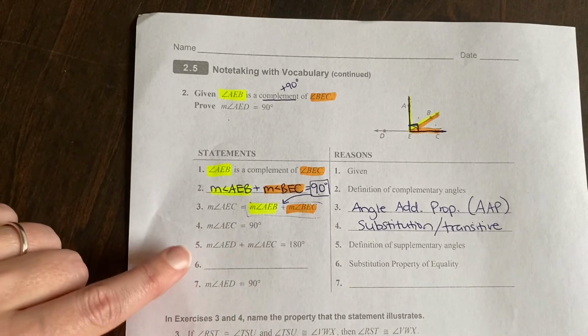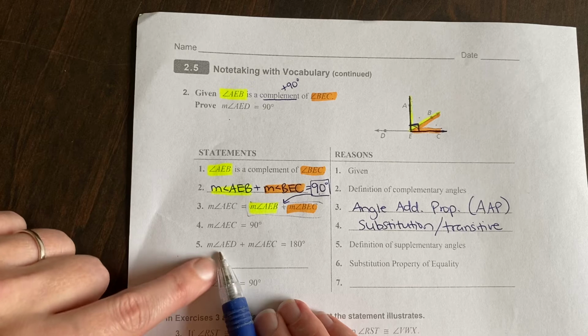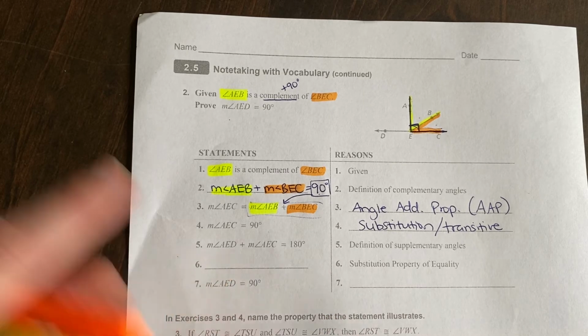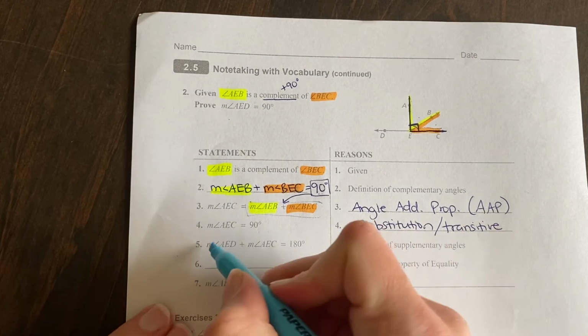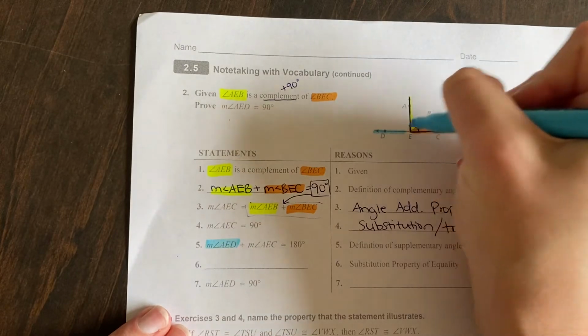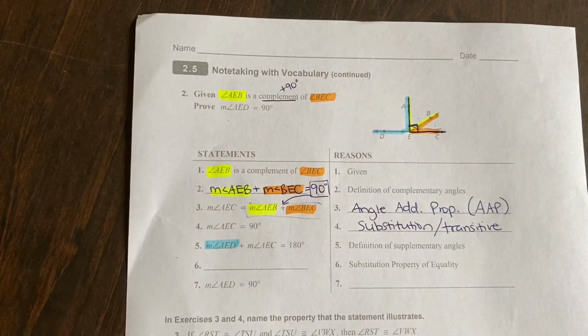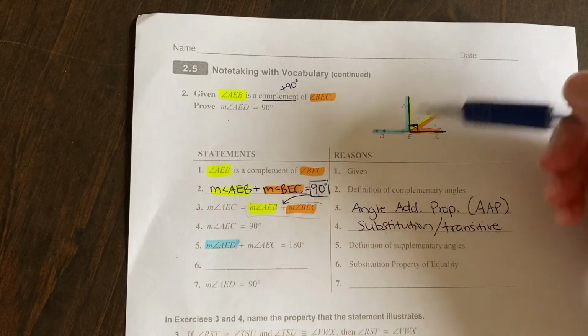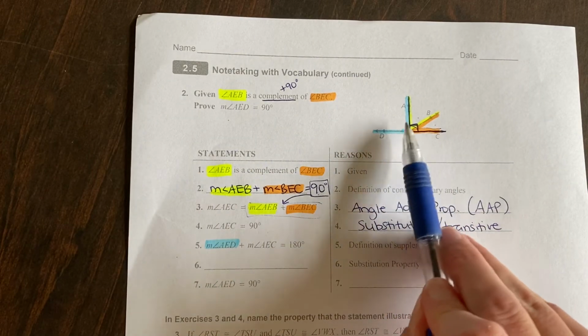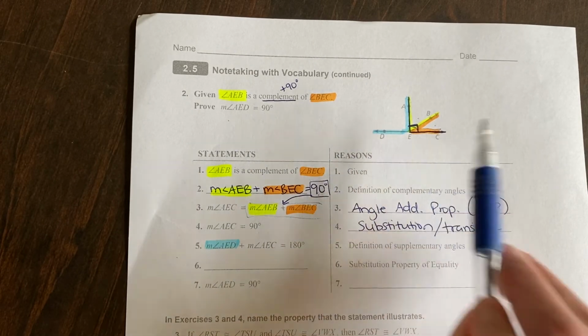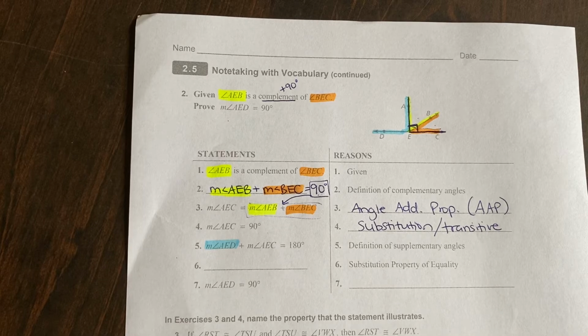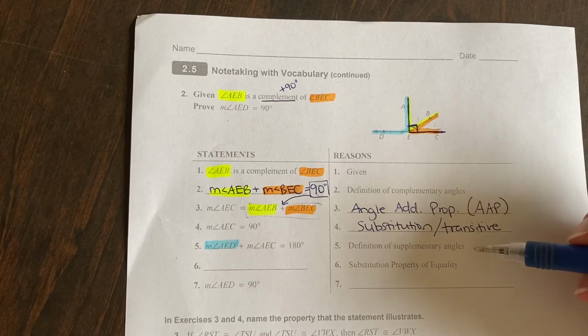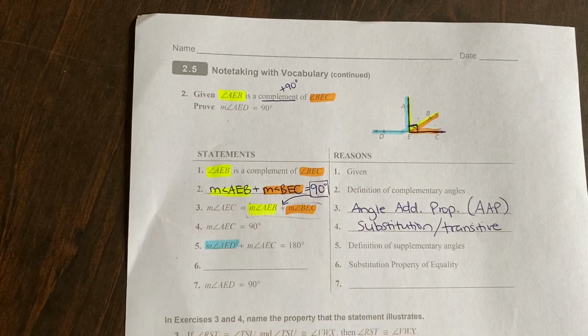Now they have this part for us already. We know that the measure of angle AED, I'll make this one blue, that's this one here, plus the measure of angle AEC is 180, and we know that because these two angles make a straight line, they're supplementary. That's the definition of supplementary angles.